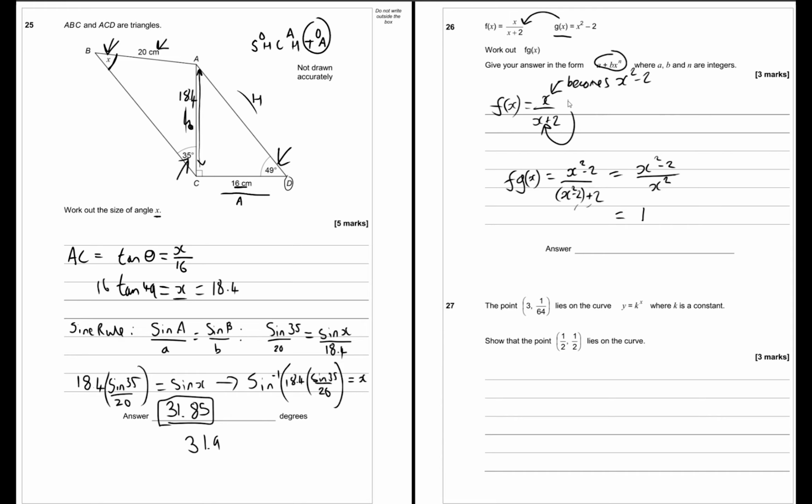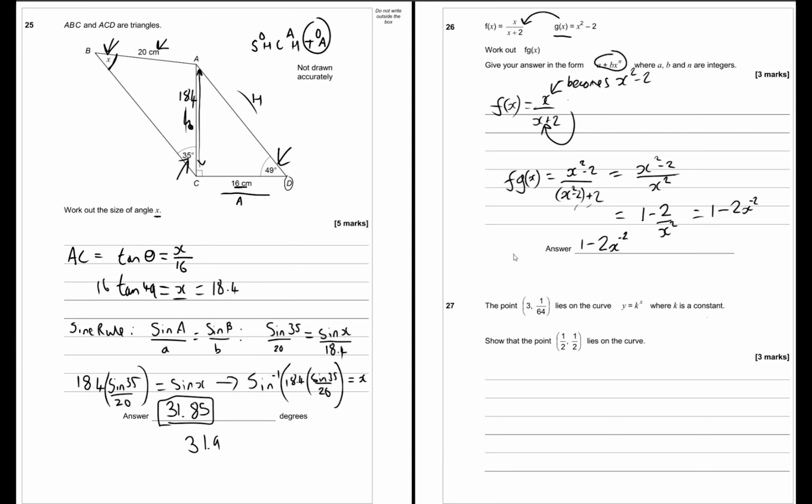And then we're going to get 1 minus 2 over x squared, which is equal to 1 minus 2x to the minus 2. So that's your answer: 1 minus 2x to the minus 2. And we are done. All right, question 27.